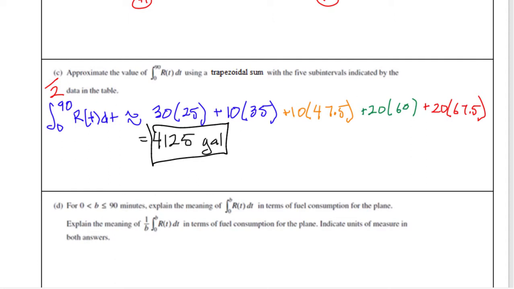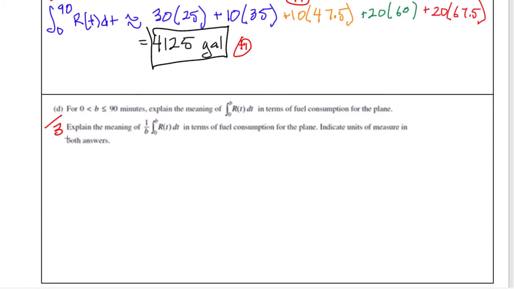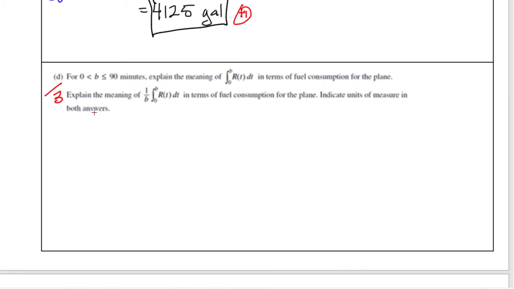All right, in terms of scoring yourself, you got 1 point for getting the answer, and 1 point for setting up the trapezoidal sum. Part D was out of 3 points. If you got 3 out of 3 on 2D, then you can ignore me. If not, you're going through this with me.